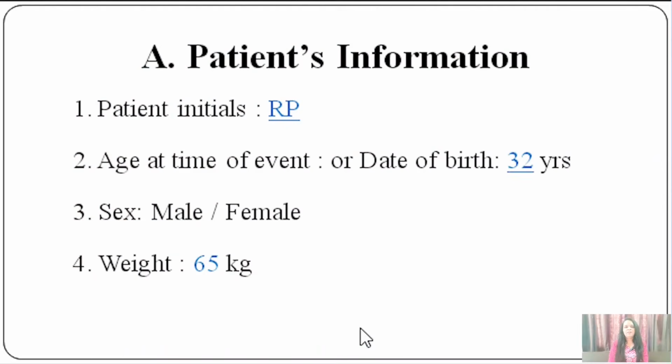So the first part is the patient information in the suspected adverse drug reaction form. First you have to write down the patient's initials. So here it is Ramesh Patel, so you have to write the initials, that is RP. We have to mention only the initials to maintain the confidentiality of the patient. Age 32 years. Then you have to tick mark on male and the weight is 65 kg. So this completes your patient information.